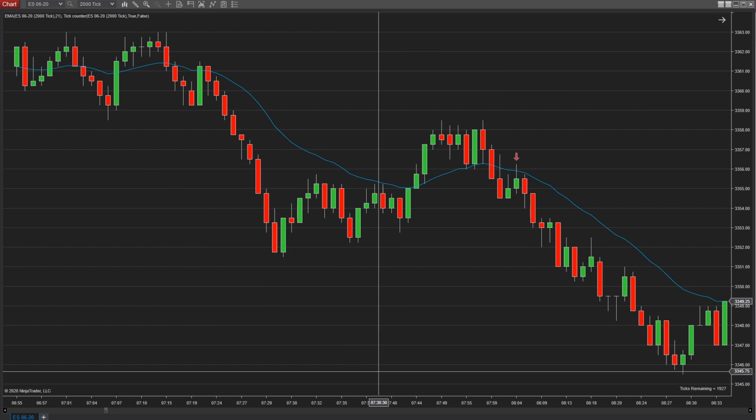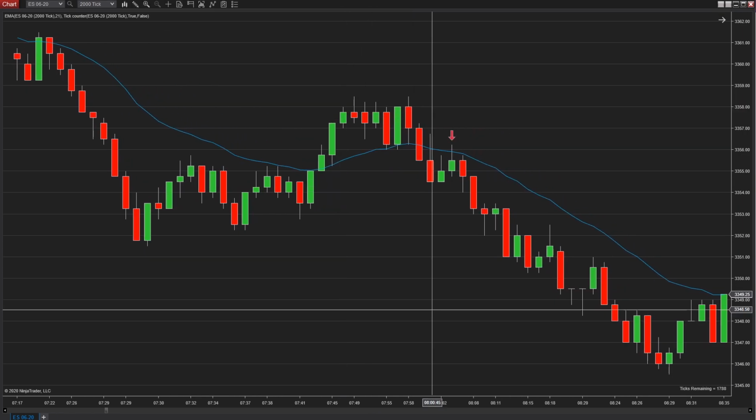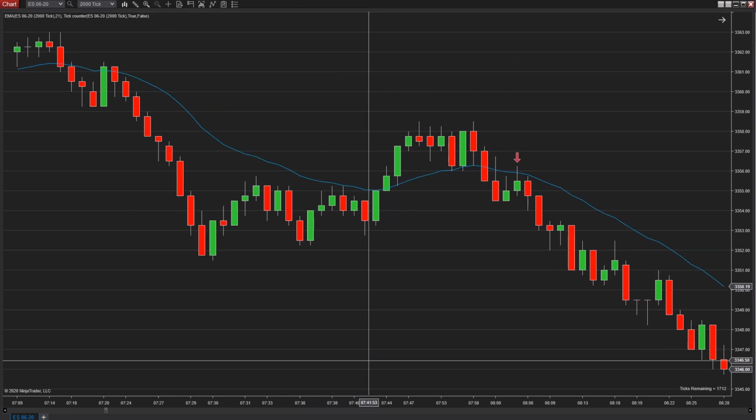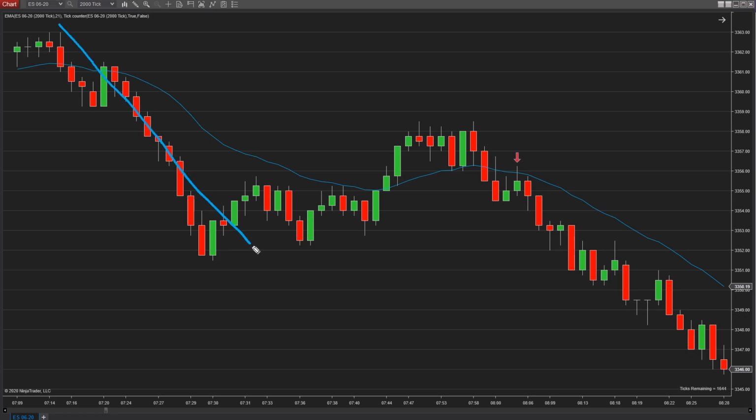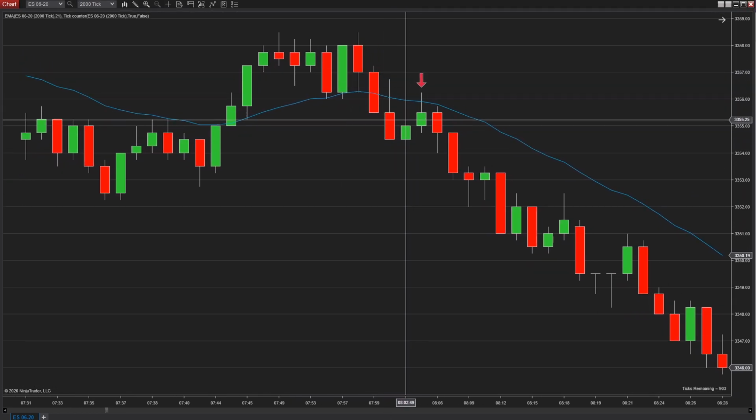And so here, this is a pretty solid setup in terms of a two-legged pullback. We have a pretty strong down move here, and then we have an up move here, and then here is that two-legged pullback, and you can see it starts to attempt to go higher here by making a break above that previous high. Now, this candle right here, this entry, this signal bar, is not the greatest of candles, I will say that, but you pretty much have everything else going for you.